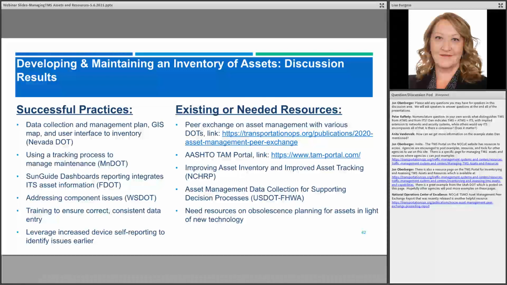This group really identified the need for new resources and maybe some guidance on how you plan for obsolescence. It's not even just a matter of repair and replace, but what happens when certain types of assets or certain functions of assets are obsolete because there's a new technology or a new way of doing things out there. So that was one important area that the group identified when it came to developing and maintaining that inventory of different TMS assets.